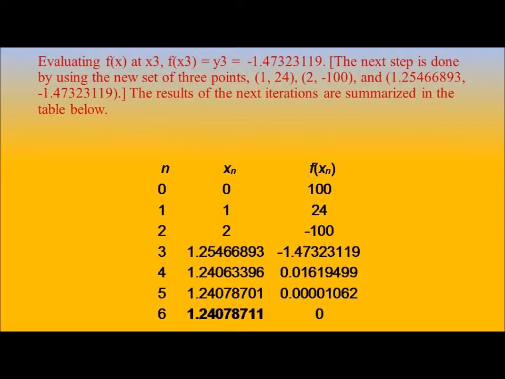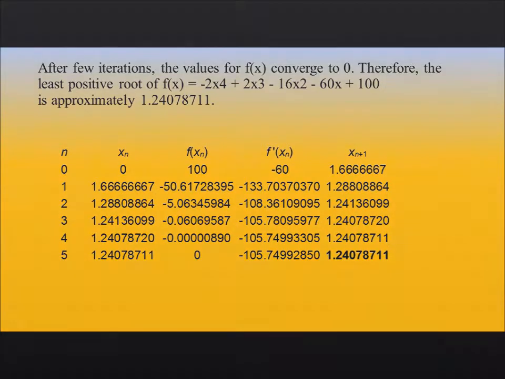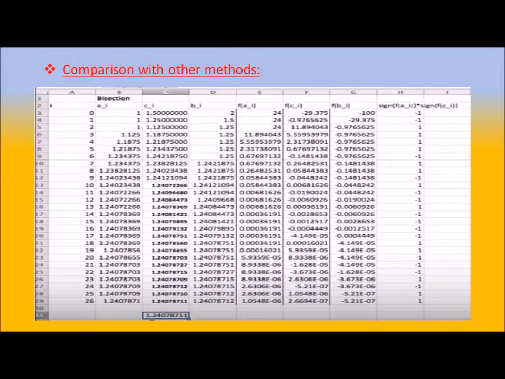At the end of repeating this process, I obtained the solution approximately 1.240787111. Thus we can say that the least positive root of f(x) = -2x^4 + 2x^3 - 16x^2 - 60x + 100 is 1.240787111 at the end of this process. Let's see further.